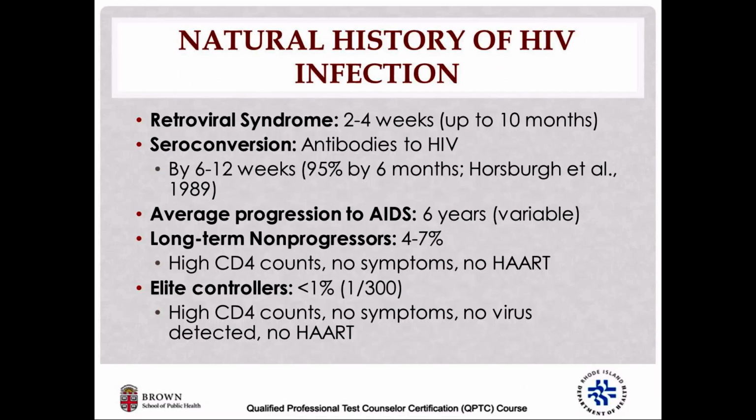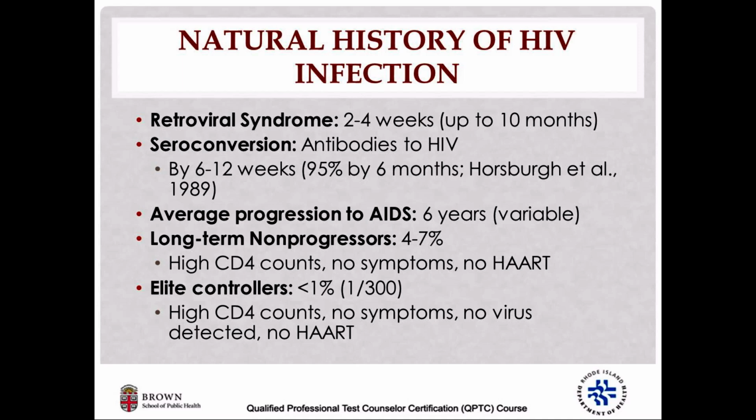As I just mentioned, regarding the natural history of HIV, when people do have symptoms, it's known as retroviral syndrome. It tends to occur within the first few weeks of infection. People then undergo what's known as seroconversion. That means that they develop antibodies to HIV. Antibodies are the things in your body that actually fight the infection. That is important because when we talk about HIV testing, the antibodies are the things that you actually measure to tell if you have HIV.